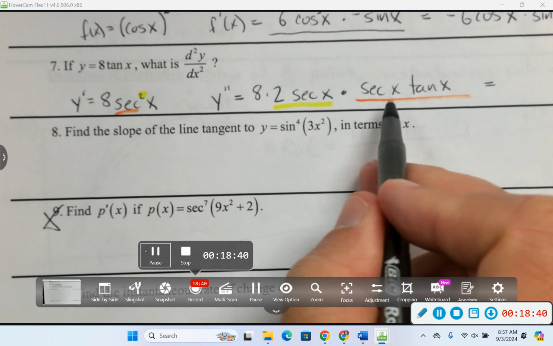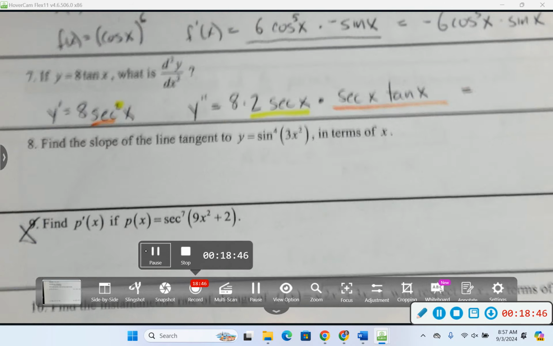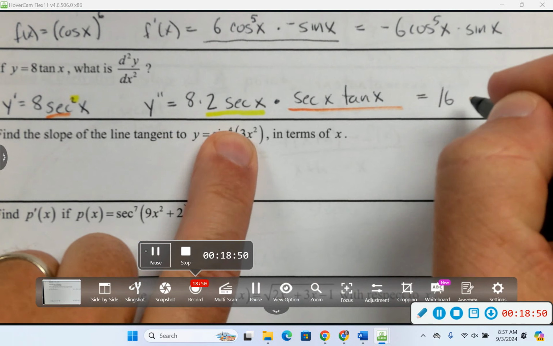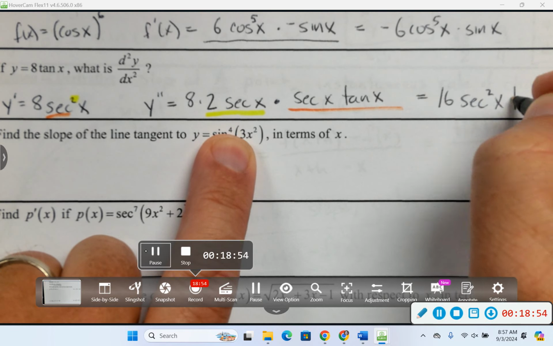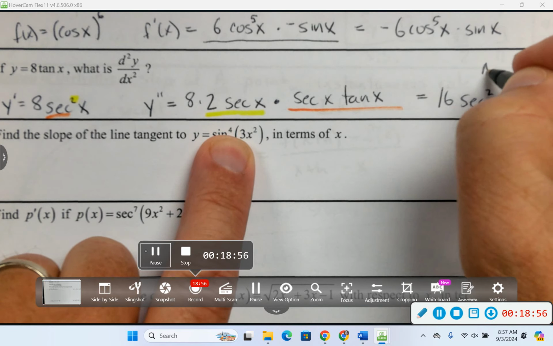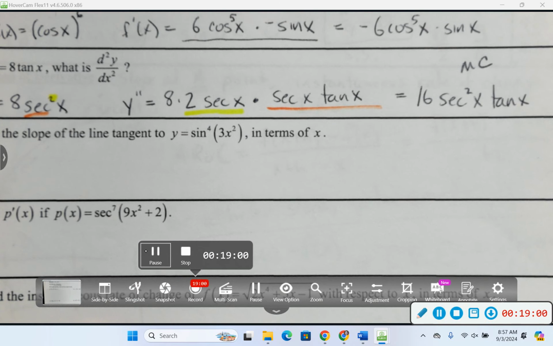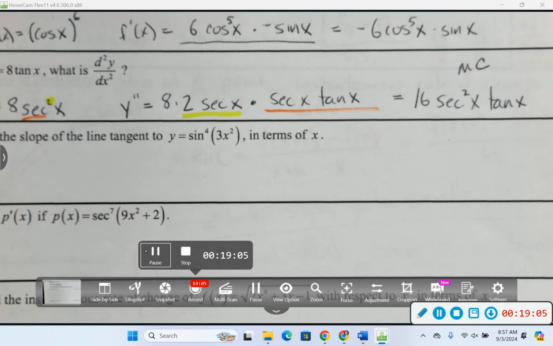Now, again, that's a perfectly acceptable safe stop answer, and I would encourage you to leave it like that if you can, because you can see the chains there. But multiple choice, 16, and then secant times secant is secant squared. That's going to be the multiple choice answer. Kind of lost sight of the chain when the two secants get multiplied together.